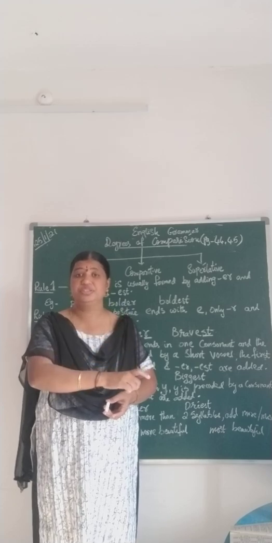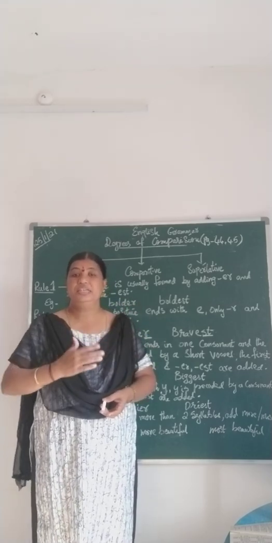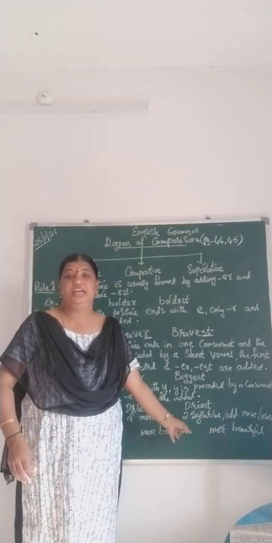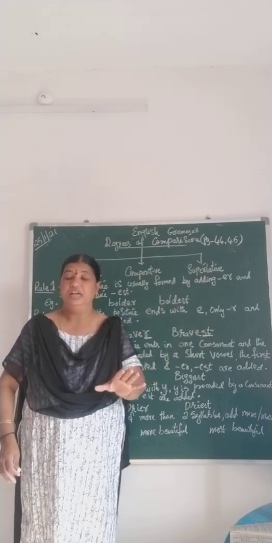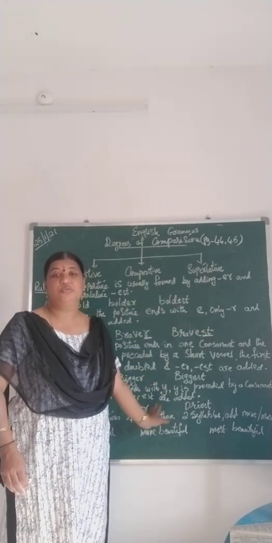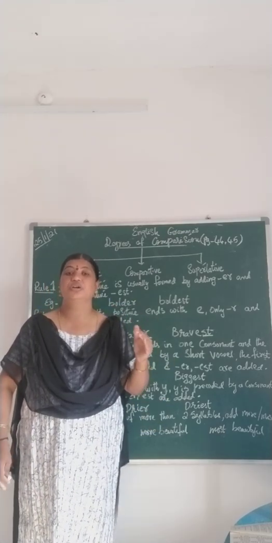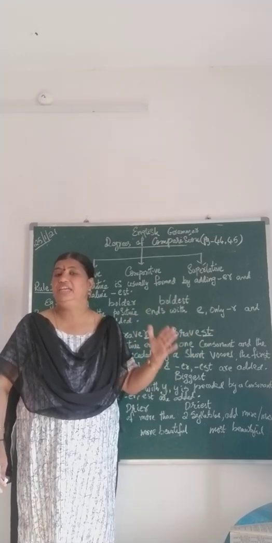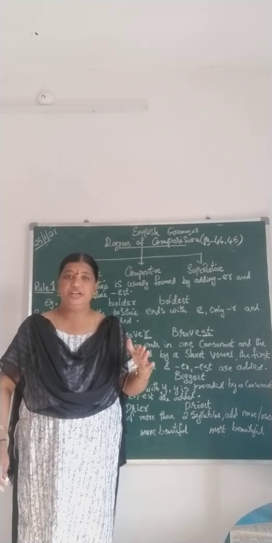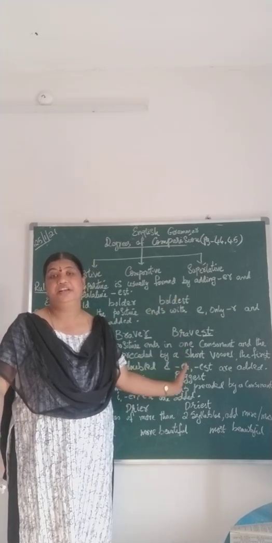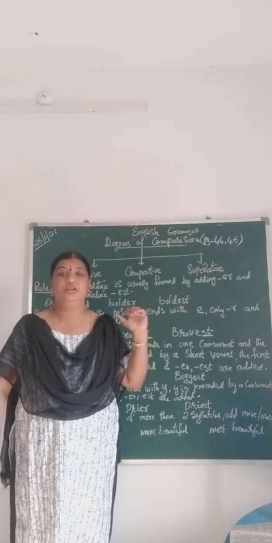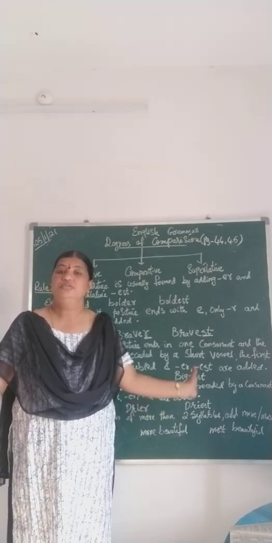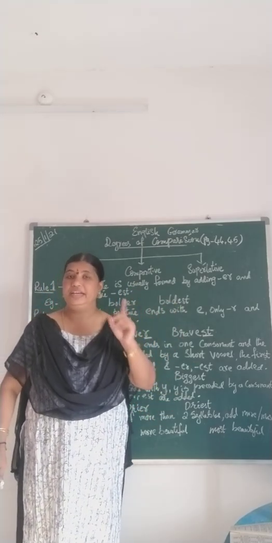I'll send you the pictures of the notes for these degrees of comparison, the 5 rules, and I want you to write all these rules very clearly in your classwork copy, so that this will be an asset to you for any future reference. Children, these form the basics of English grammar. Just by listening, you will not understand. So there are 5 rules that have to be followed. Let me tell you each rule in detail.